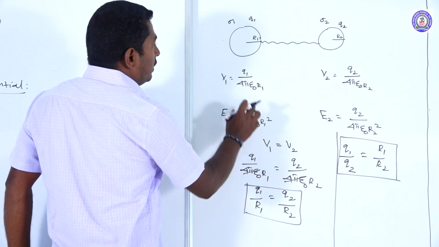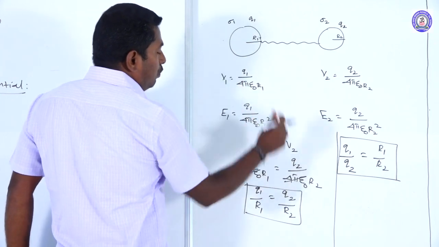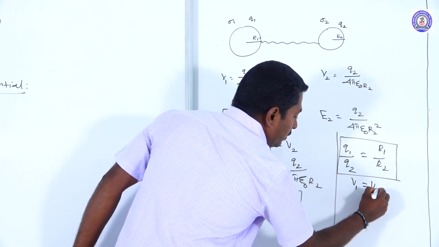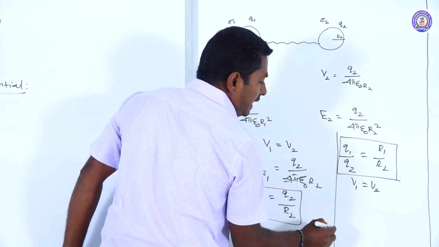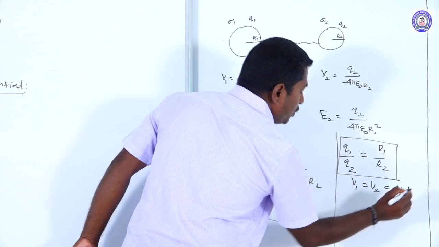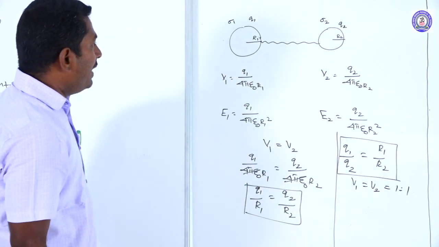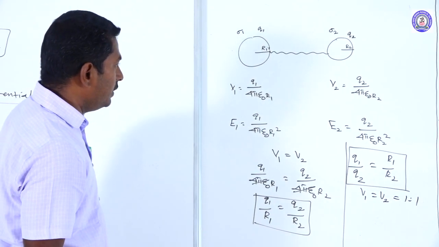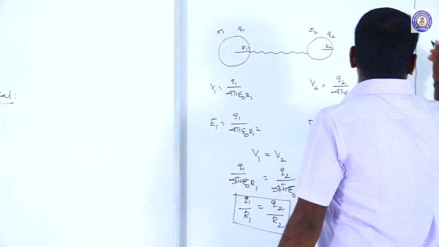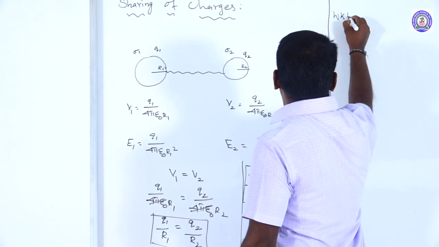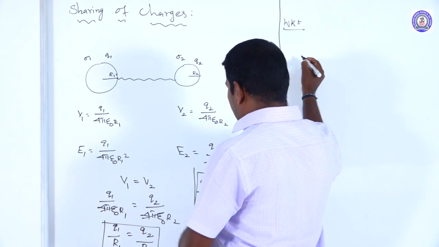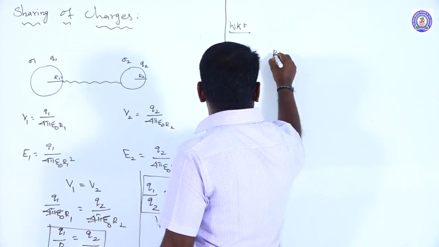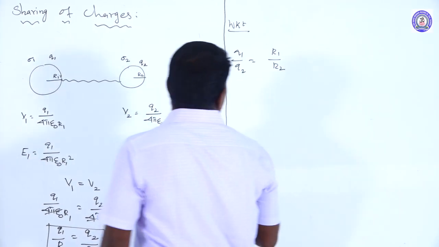After redistribution, the ratio of potentials of both the spherical shells, V1 is equal to V2, both potentials are the same, so the ratio is 1:1. Then what is the ratio of surface charge density of both spheres? Already we know that in redistribution of charges, Q1 divided by Q2 is equal to R1 divided by R2.